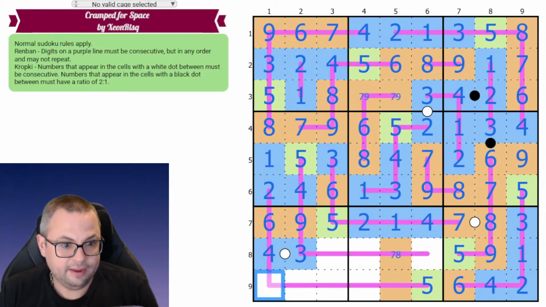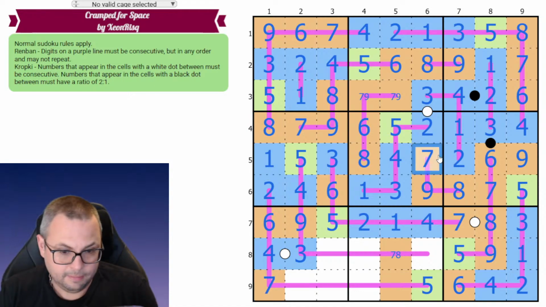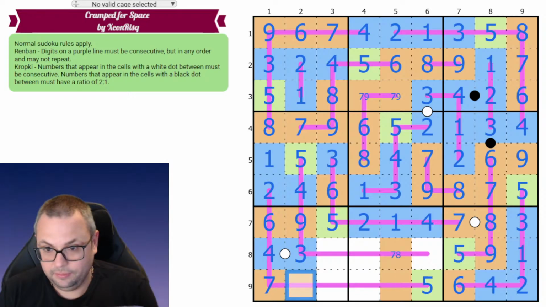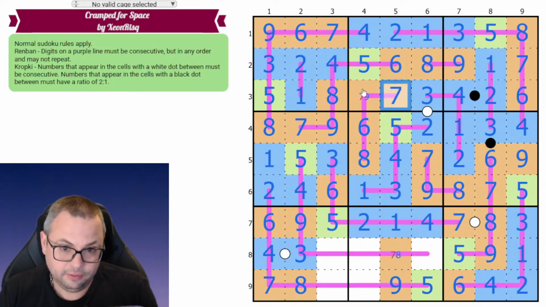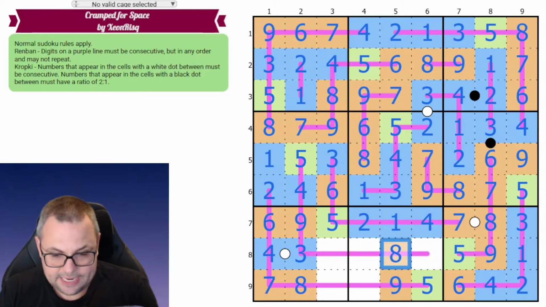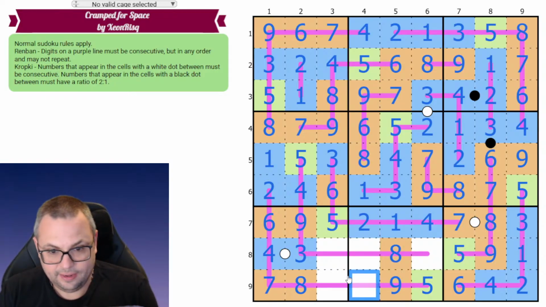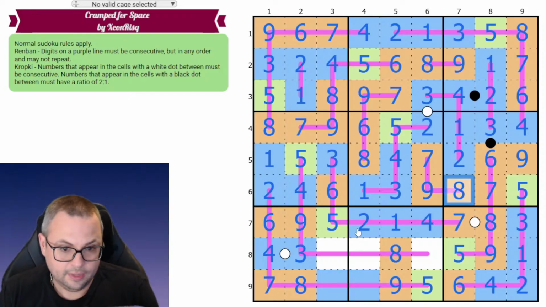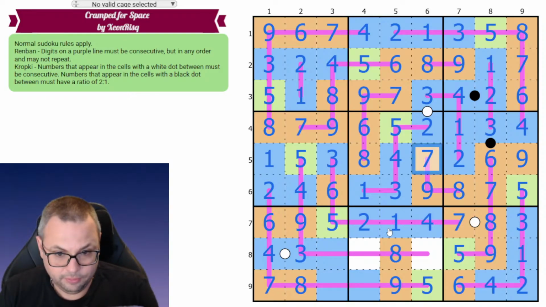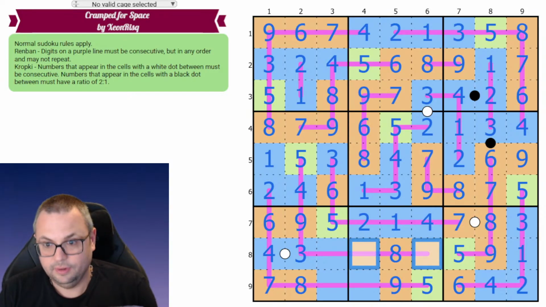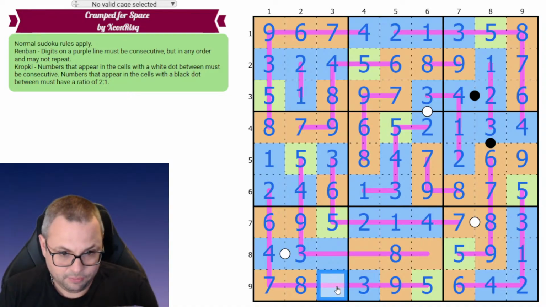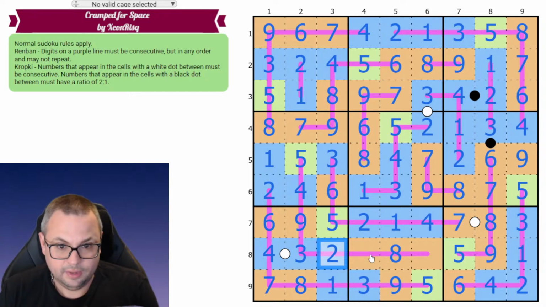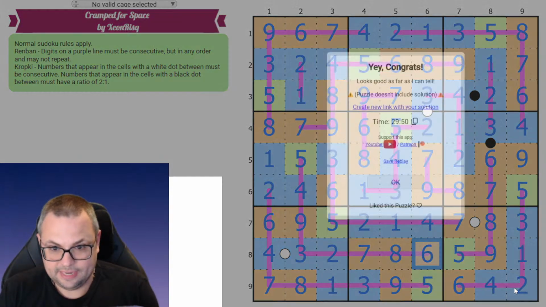This is a 7 by Sudoku. This is an 8 by Sudoku. This is a 9 by Sudoku, which makes that an 8. These are both blue, and in fact that is also blue, and these are both orange. And so this is a 3, a 1, and a 2. That's a 7, and that is a 6.